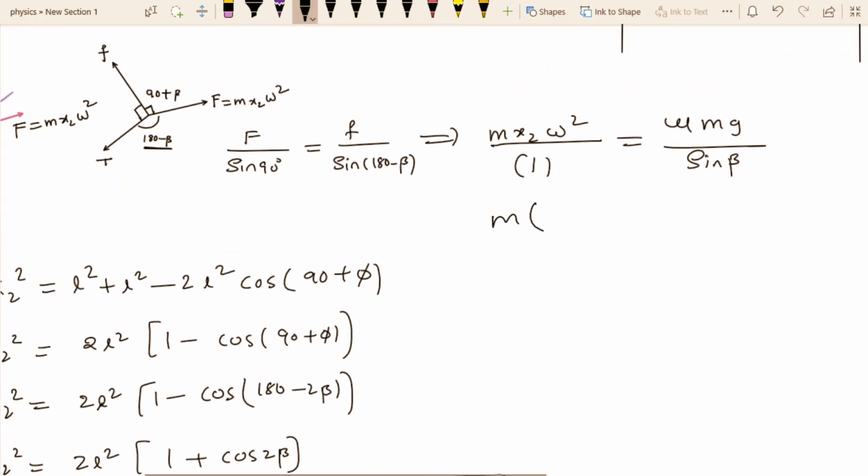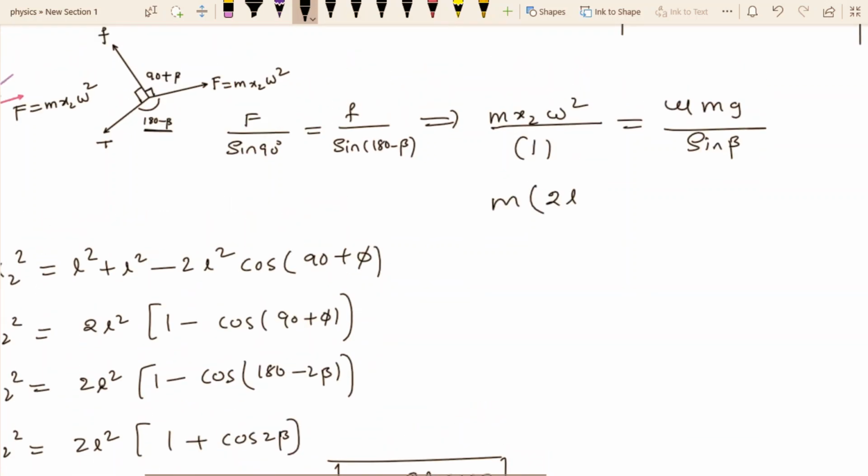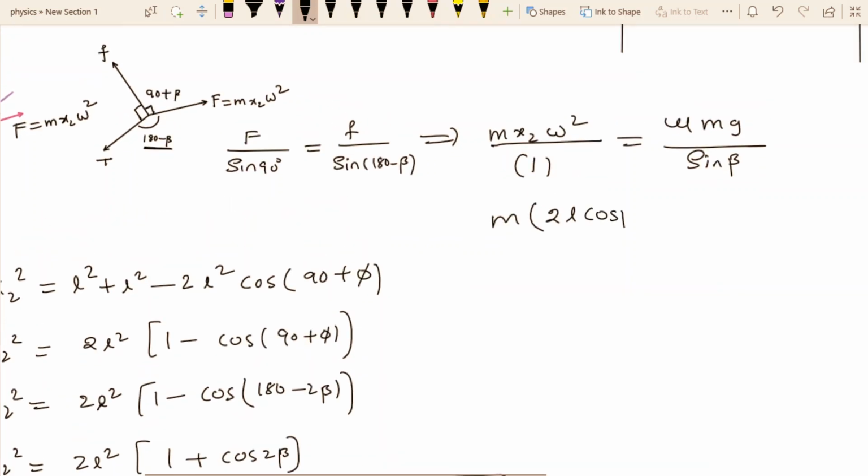And the x2 value, we can directly put: m into 2L cos beta into omega square is equal to mu mg divided by sine beta. Okay, so what is the value we are getting? Omega value we want.